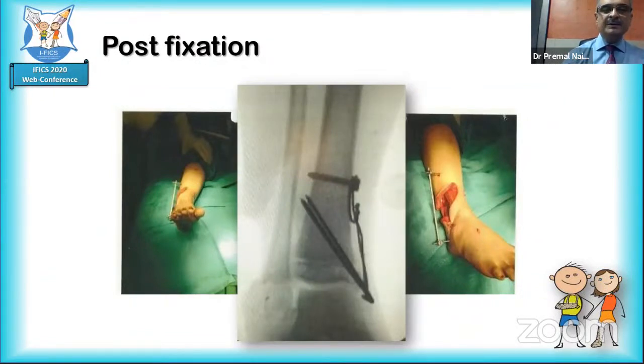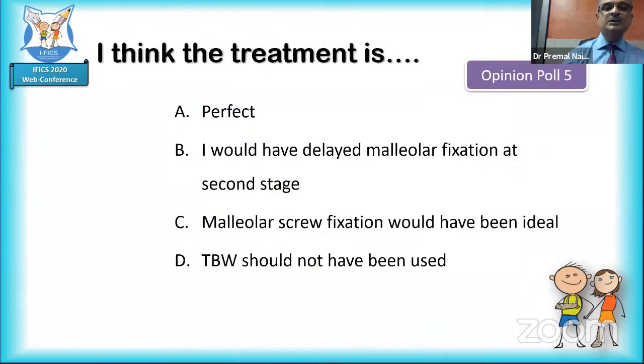Okay, so this is what fixation was done, and this was the radiological picture. So I would like people to answer: what do they think about this fixation? Do they think that this is a perfect fixation, or they would have delayed the malleolar fixation to the second stage as Sheetal felt, or do you think the malleolar screw would have been ideal, and do you feel that tension band wire should not have been used here? What is the feeling? Please start voting.